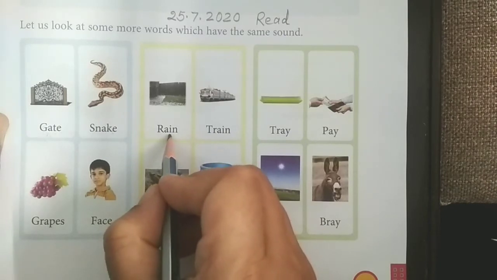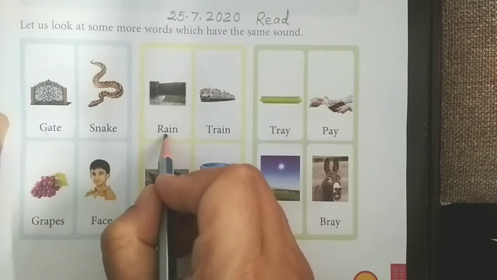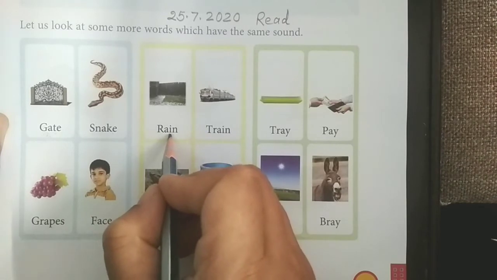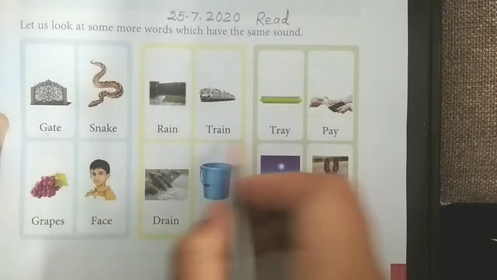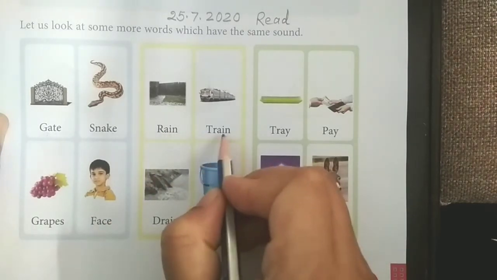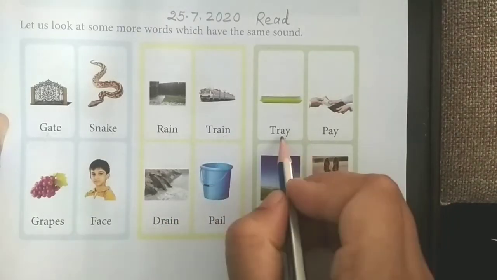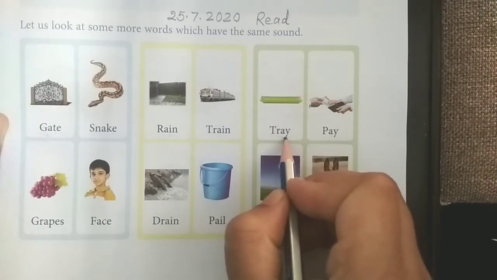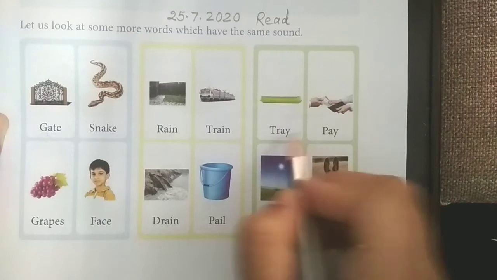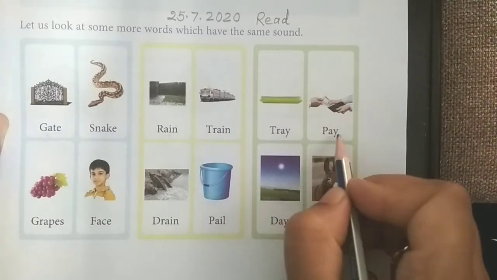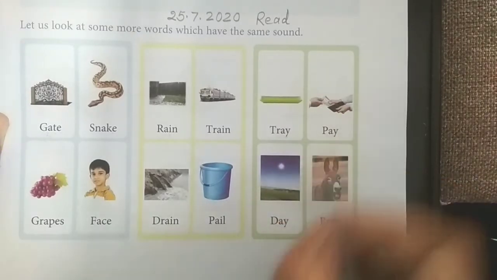Here, this A sound is in between A-I. Is always in between the word. Train. The same A-I in between the word. Tray. T-R-A-Y. Always this A-Y comes at the end of the word. Pay. The same sound, A-Y.